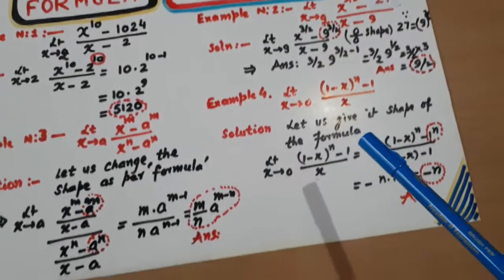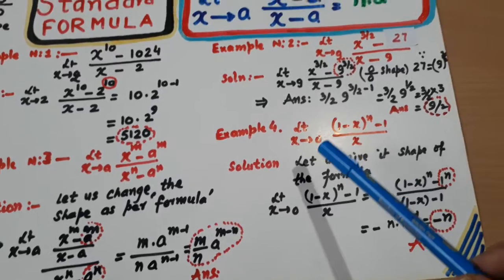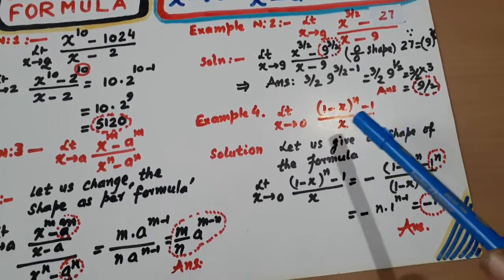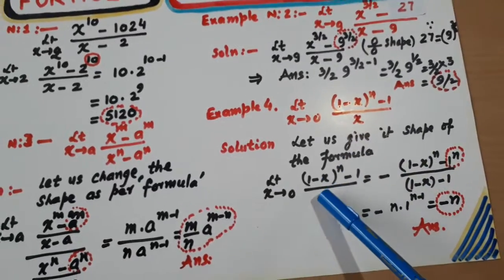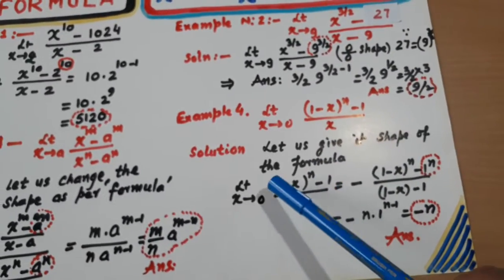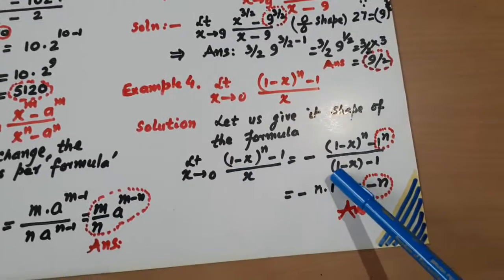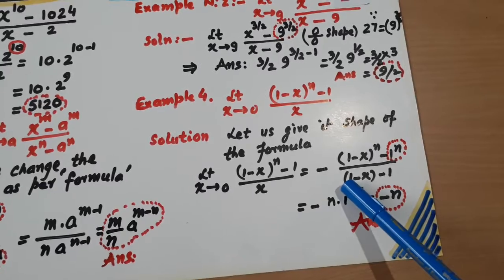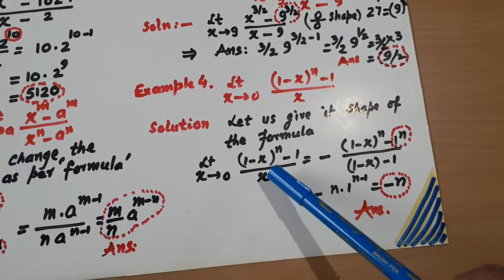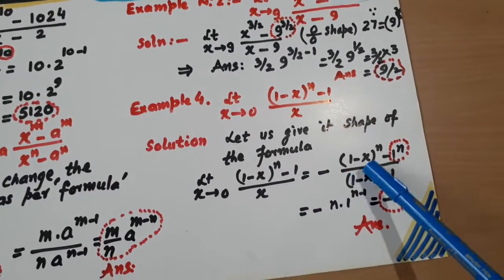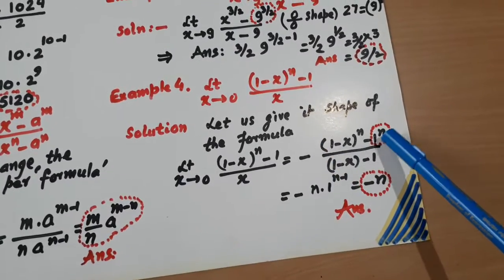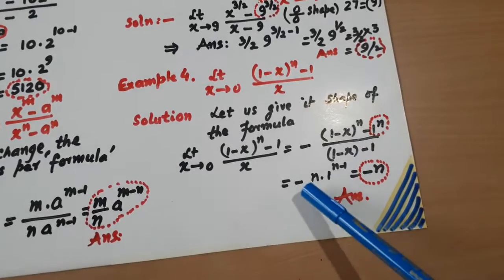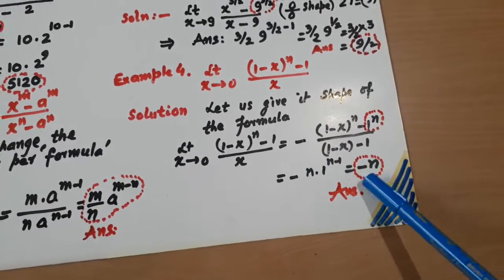Let us go to the last one. Limit x goes to 0, ((1 minus x) raised to power n minus 1) over x. Now in this case, it should be 1 minus x right here. We have added 1, subtracted 1, and taken minus common. So you will get, the answer is here only, n 1 raised to power n minus 1, and minus is already there. So it is minus n.